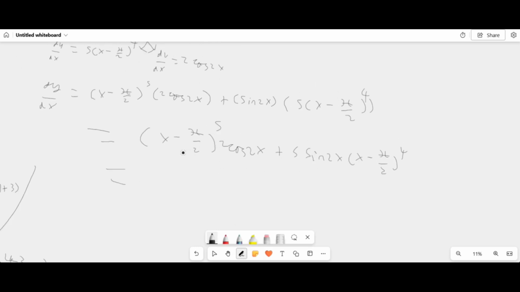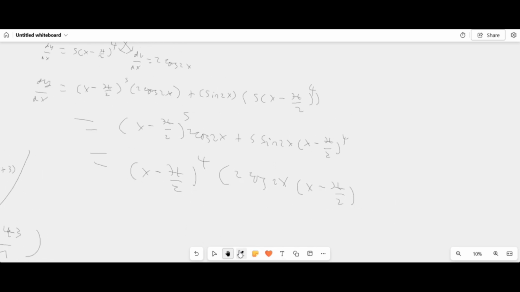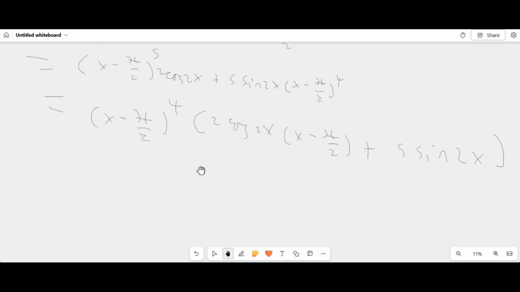So now you need to take something out. Obviously, that's going to be x minus pi over 2. You take out what's smaller, 5 or 4? Obviously, 4, so take out 4. Alright, save. So that's divided by that. That's going to be 2 cos 2x, and you're going to have x minus pi over 2 remaining. And then here, you just take everything else. That's going to be plus 5 sine 2x. Alright, save.